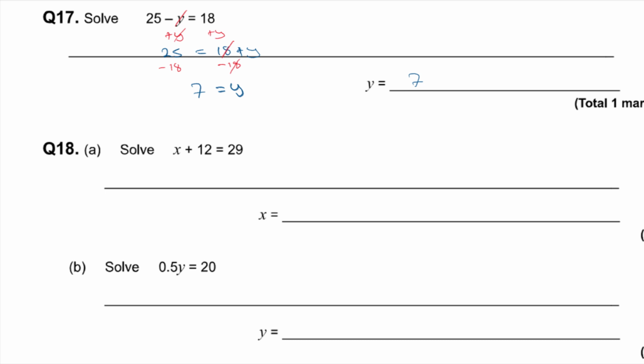Question 18a, solve x plus 12 is 29. Now, if I've got x and I added 12 to it and I got 29, if I want to get back to x, I need to take the 12 off again. So taking 12 off both sides, that's going to give me x is equal to 17.